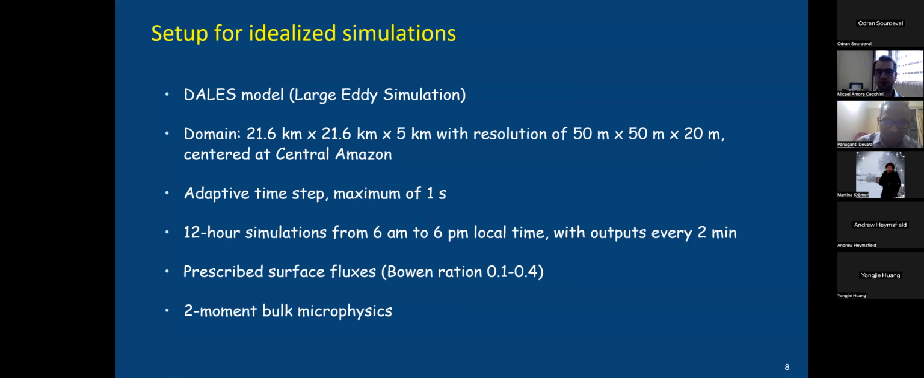This model doesn't even include topography in those simulations, for instance. So it's just a flat surface with prescribed latent and sensible heat fluxes, simulating a normal daily cycle, increasing and then decreasing. And the Bowen ratio varies between 0.1 and 0.4, which is typical of tropical forests. And the model uses two-moment bulk microphysics.